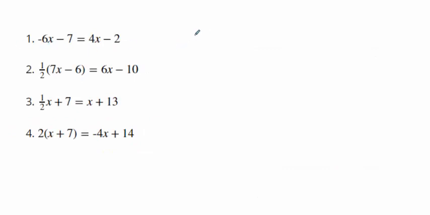Okay, number 1 says -6x minus 7 is equal to 4x minus 2. When I look at a problem like this, I'm looking specifically at the negative numbers. I don't like working with negative numbers if I don't have to. So this -6x, I am going to remove by adding 6x. And what I do to one side of the equal sign, I have to do to the other side, right? I have to keep it balanced.